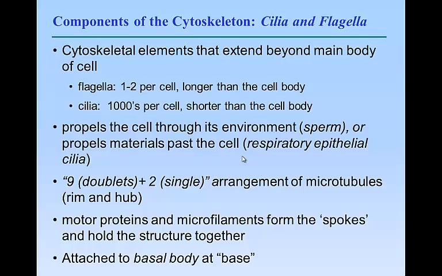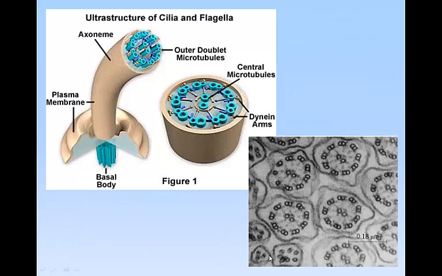They're made up of microtubules that are arranged in what we call a 9+2 arrangement, with 9 double microtubules around the outside and 2 single microtubules in the middle. And motor proteins and microfilaments hold these structures together. They're attached at the base to something called a basal body, which is inside the cell and holds these elements in place.